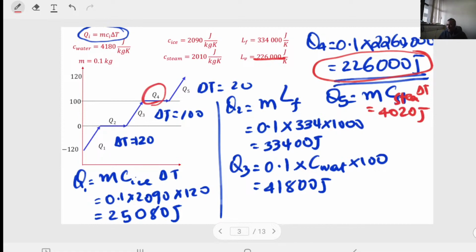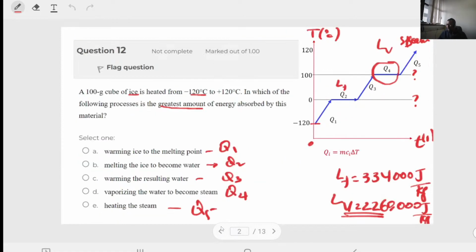Or if you don't do the calculation, going back to where we started, you don't even need a calculation. If you know that steam carries a lot of heat, or that the latent heat of vaporization of water is the biggest, you could easily answer.